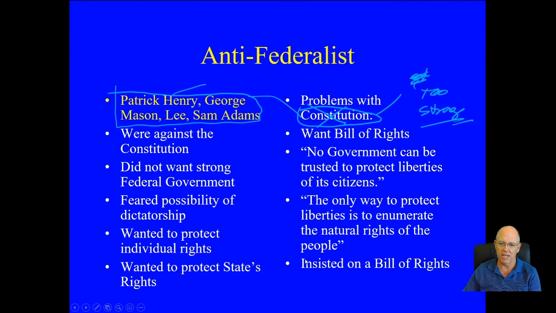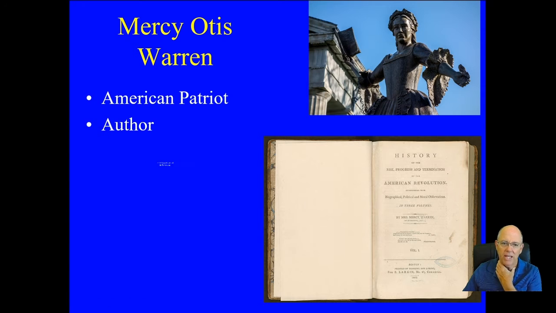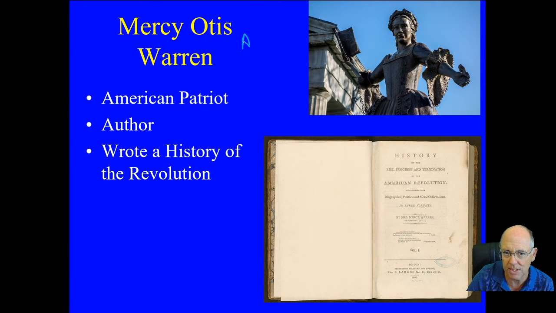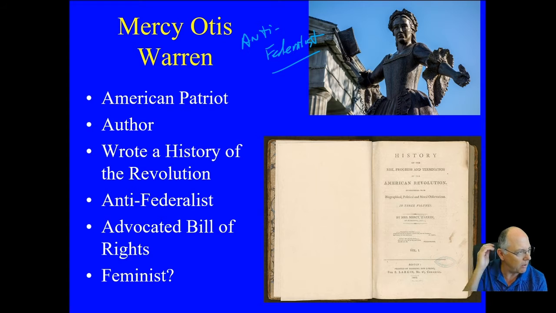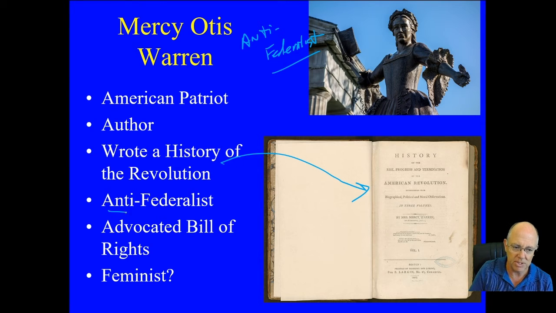So they go on a fight, and here's one of the Anti-Federalists, Mercy Otis Warren. She was an Anti-Federalist. She was an intellectual. She did not support the Constitution. We care about her because she's a woman involved in politics, which was not an appropriate function for women. She wrote A History of the Revolution. She produced arguments against the Constitution, and she advocated for a Bill of Rights.